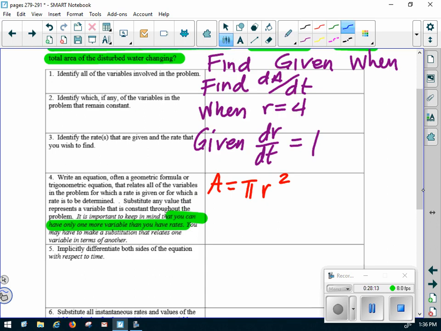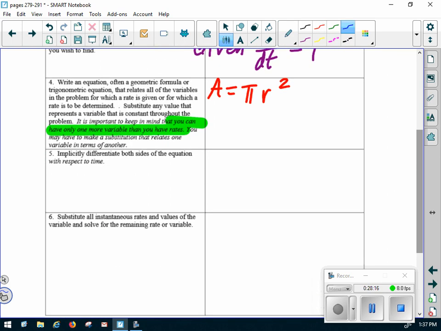Take the derivative with respect to time. dA dt equals 2 pi r dr dt, great. And an area is square units and a circumference is just units.